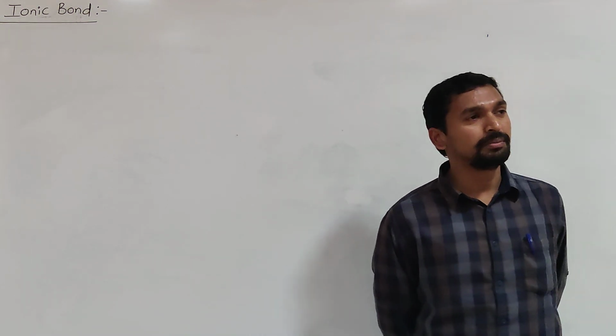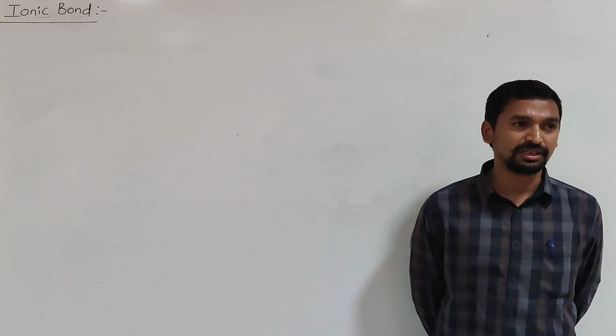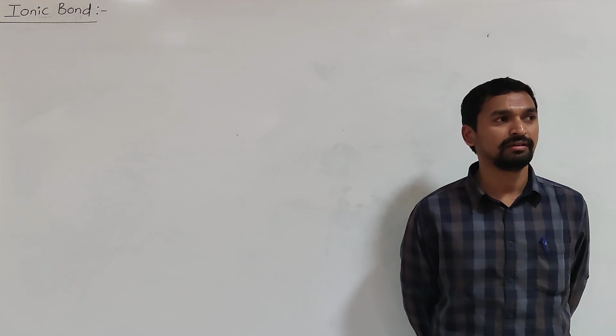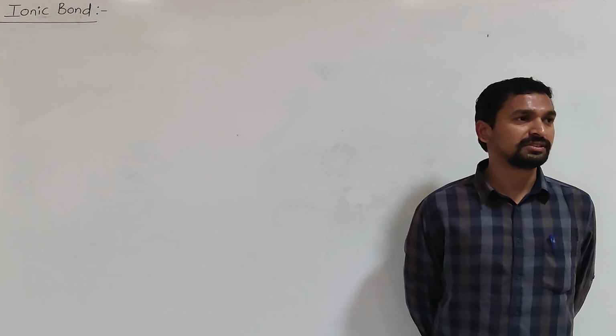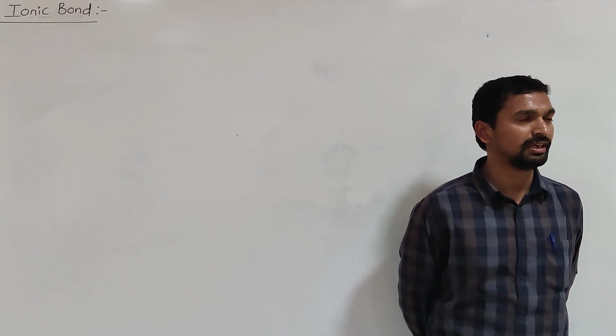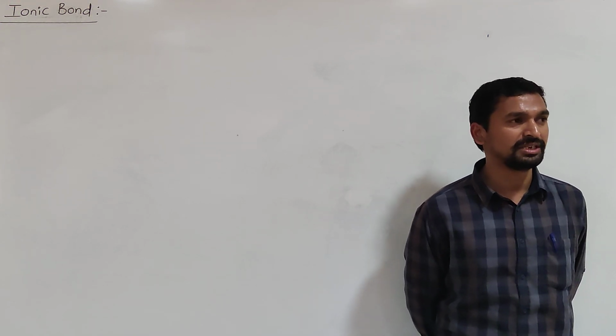In the beginning of this chapter, we discussed very clearly that atoms achieve the stable noble gas configuration by linking with each other. The linkages we call chemical bonds. The chemical bonds are generally of two types: one is covalent bond and another one is ionic bond.